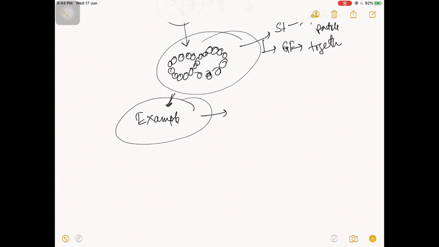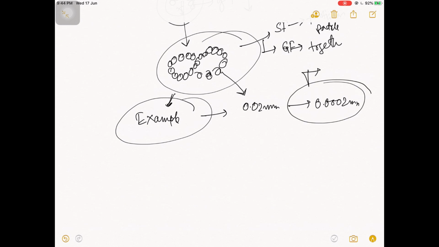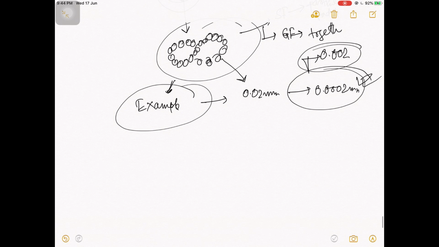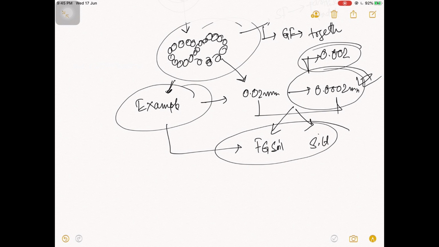As I mentioned, for this type of structure the particle size should be 0.02 mm to 0.0002 mm. A few websites and blogs mention 0.002, but as per the standard books it is 0.0002. Okay, just note it. Example: in this region, which types of soil can we expect? Fine grain soil, silt. The example is fine grain soil and silt.